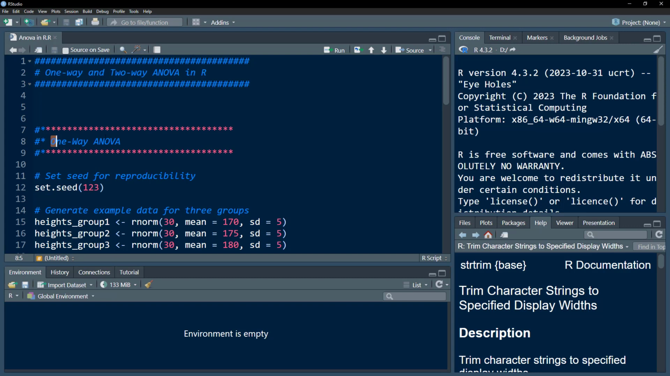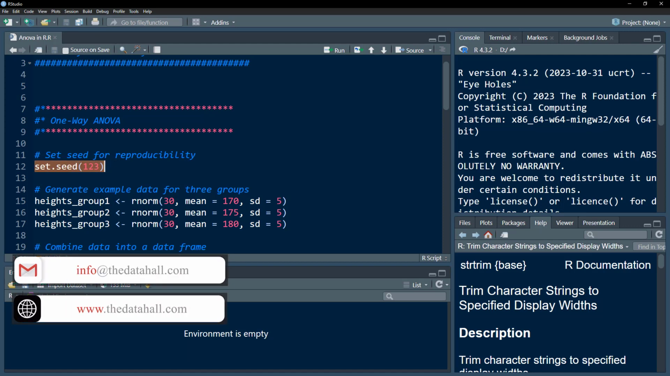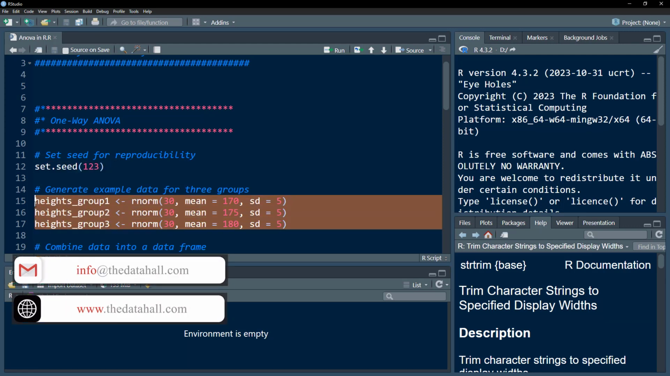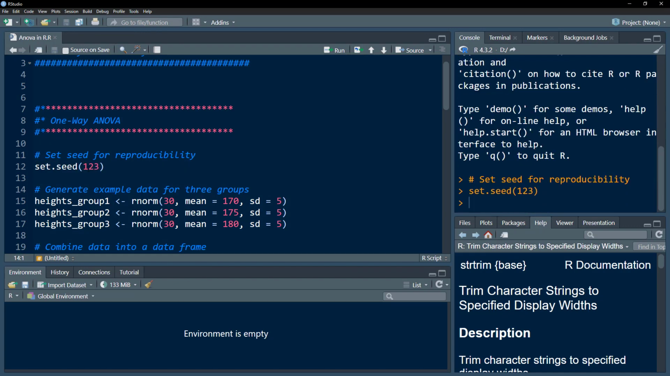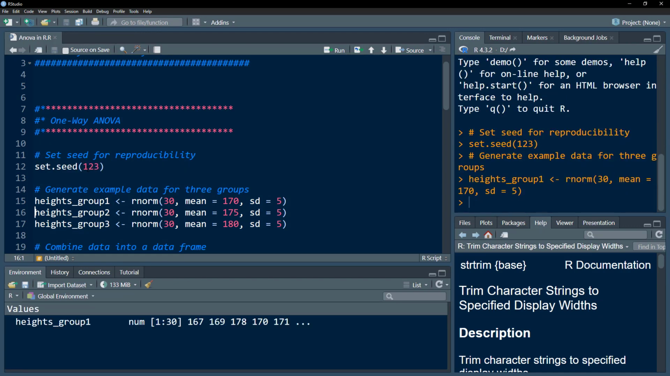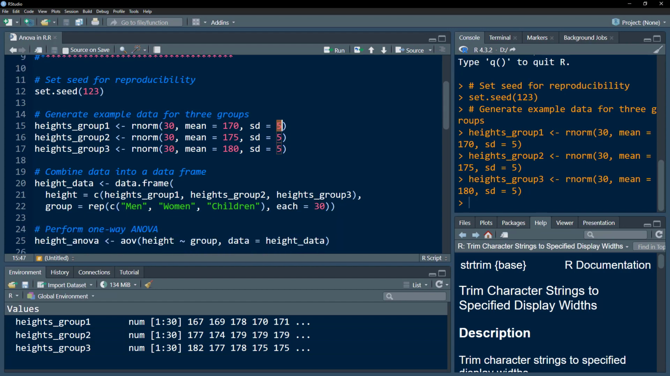So let's perform ANOVA, and because we have more than two categories, let's set the seed so that we can generate random data. When you perform this command along with me, you would have the exact same data if you have used the exact same seed. Next, let's generate the height of different groups. We have three groups, and we have generated normally distributed heights, 30 observations, having a mean and a standard deviation for these three groups.